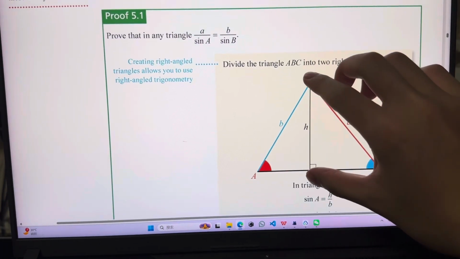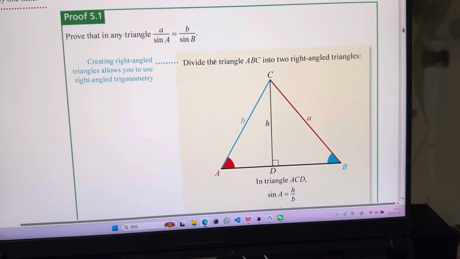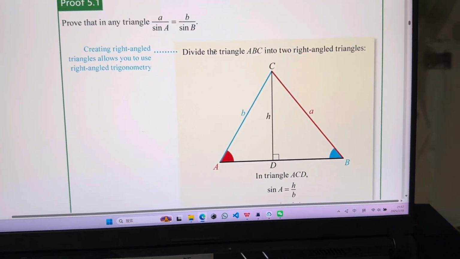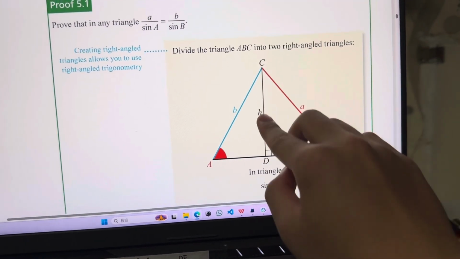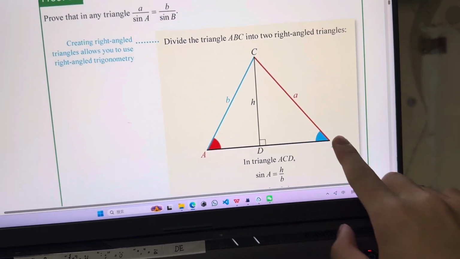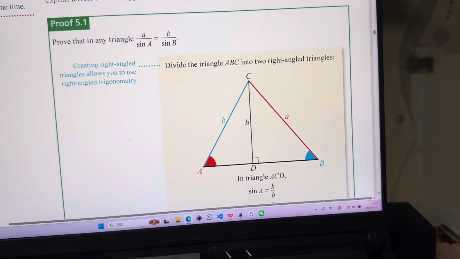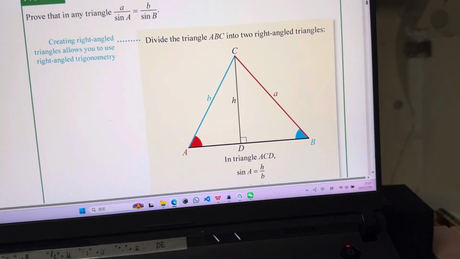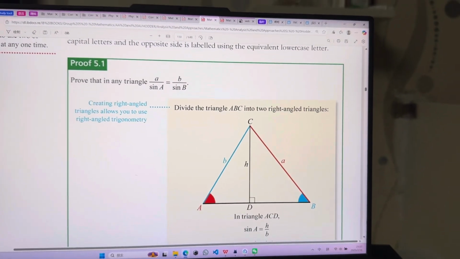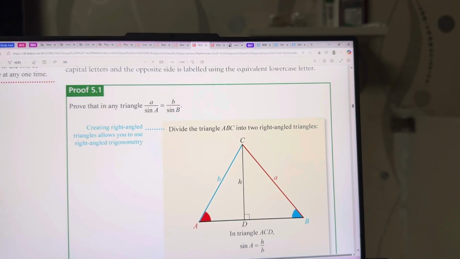Okay, I don't know how to describe it, but divide the triangle ABC into 2 right angle triangles. Okay, I just use this word. So it means from C we make a line which is perpendicular to AB, and here are two right angles, so it is divided into two right angle triangles. Yes, it makes sense. So now angle A and angle B are all in a right triangle.